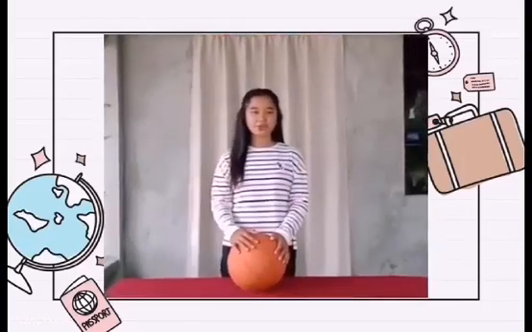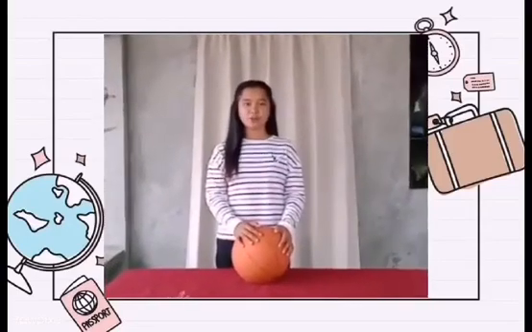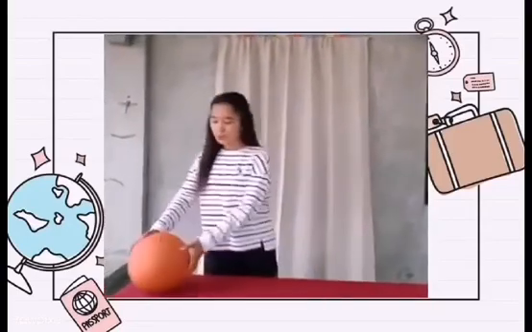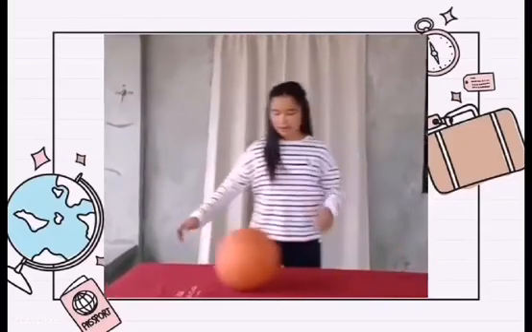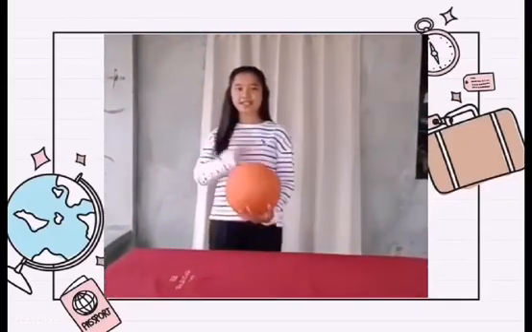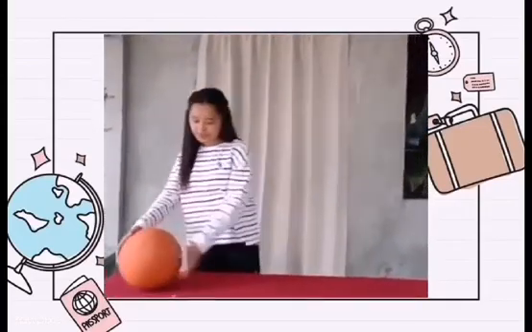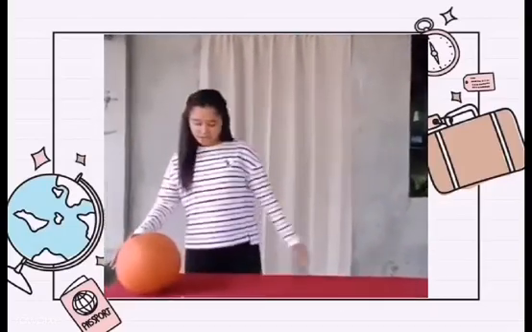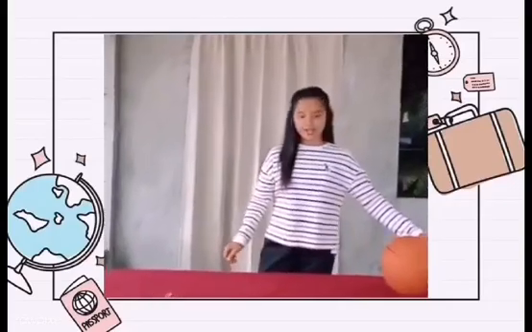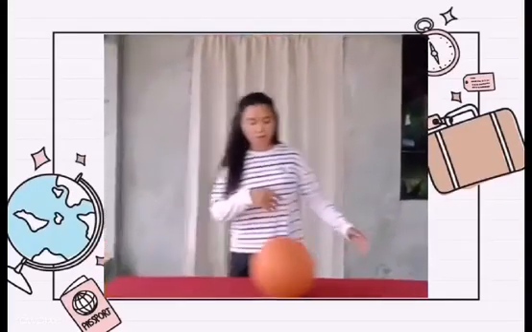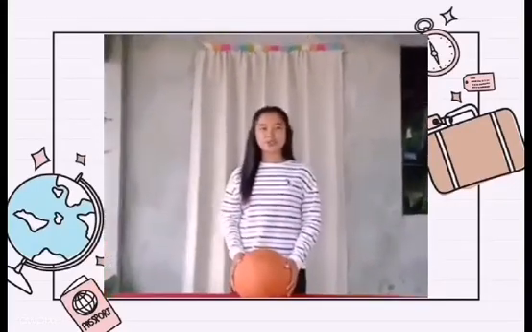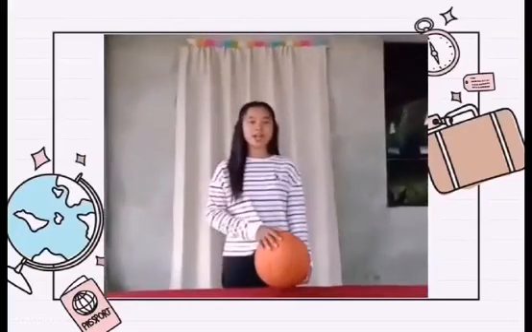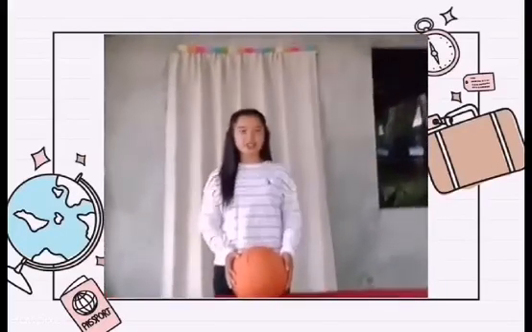Now, let me show you an example of the second law of motion, which is rolling a ball on the table. The mass is the ball, the force is when I push the ball, and the acceleration is the change of the rate of the speed. It's either fast or slow. The equation of it is force is the product of mass and acceleration.